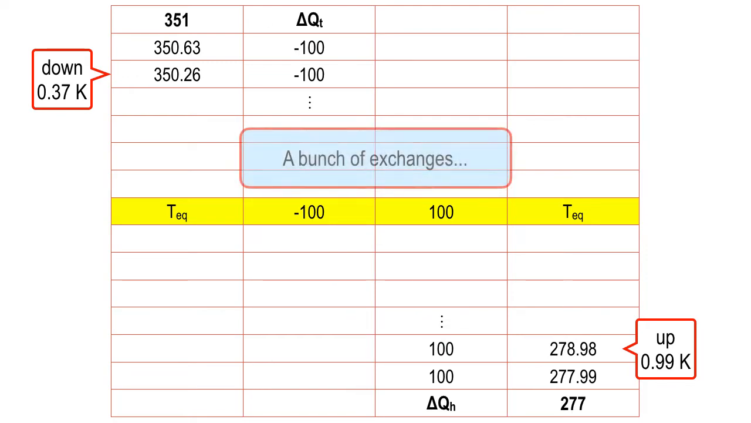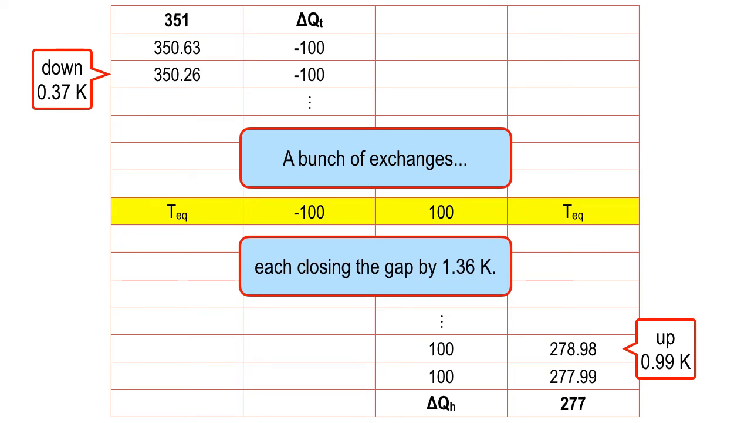At any rate, you're going to need a bunch of exchanges, each closing the gap by 1.36 total. So closing it by 0.37 from above and 0.99 from below, total of 1.36. Make a note that you close the gap by 1.36 Kelvin every time you exchange plus or minus 100 calories. Now we're going to use that in the next clicker question.